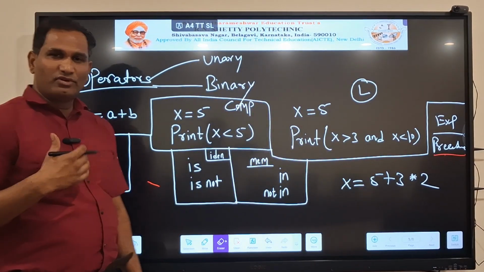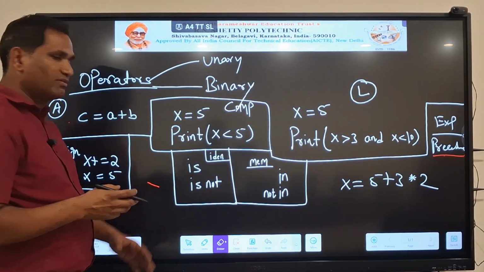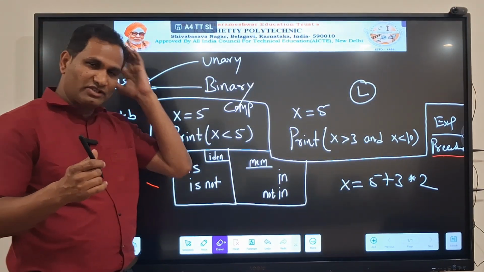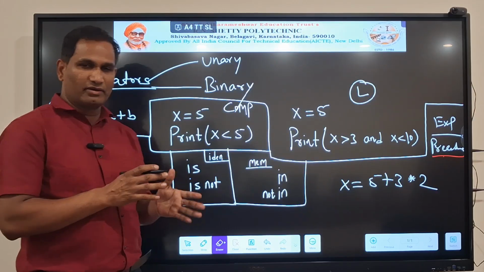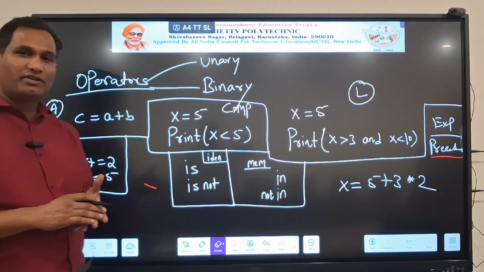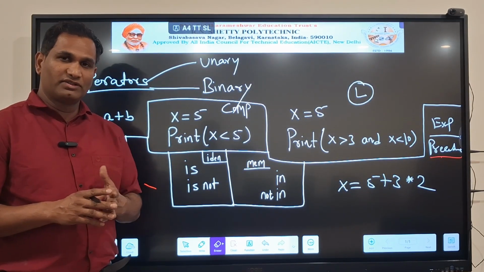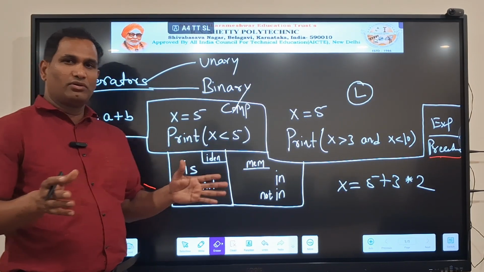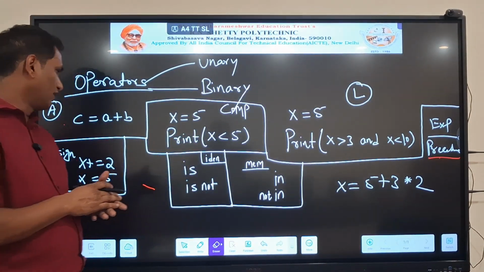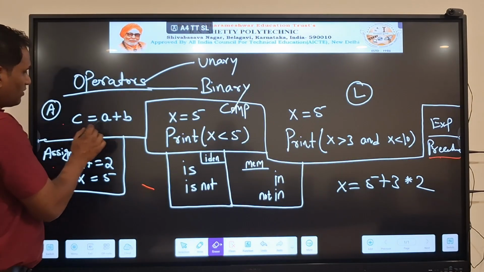So we have different types of operators here. There are classifications, but for simplicity I have taken only one example for each operator level. For example, arithmetic operators. In arithmetic operators we have addition, subtraction, division, modulus. We have almost 6 to 7 operations. Here one example I have taken: C = A + B.